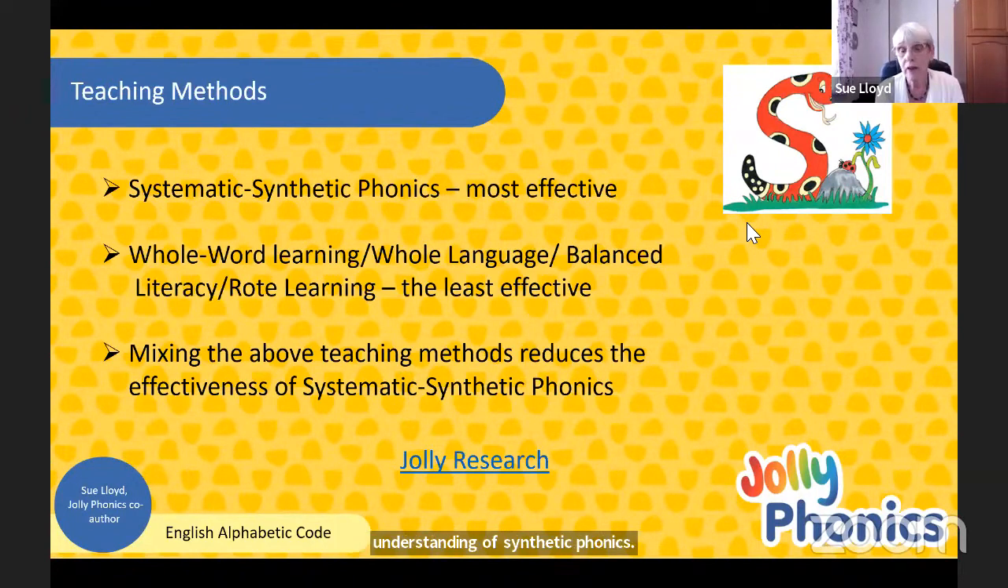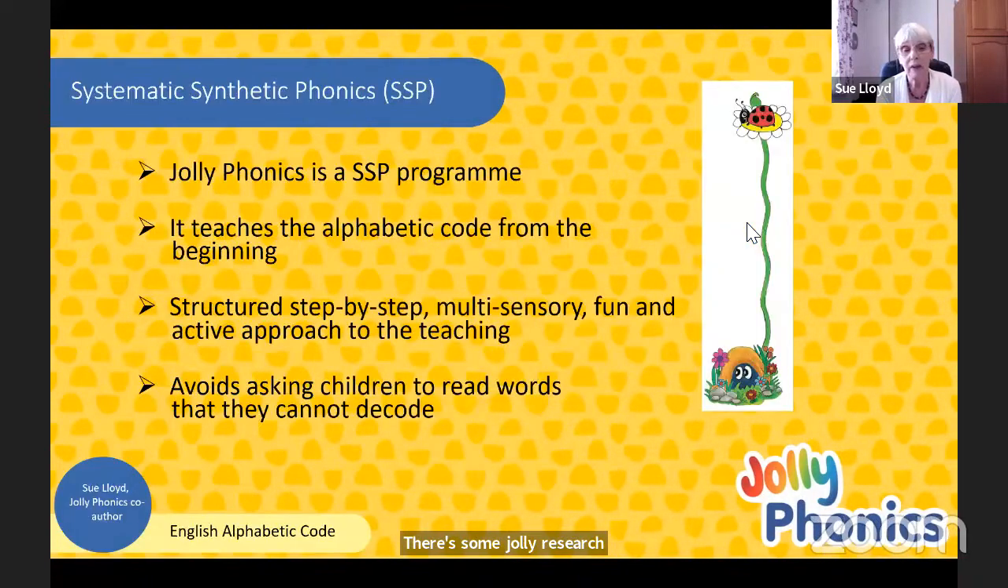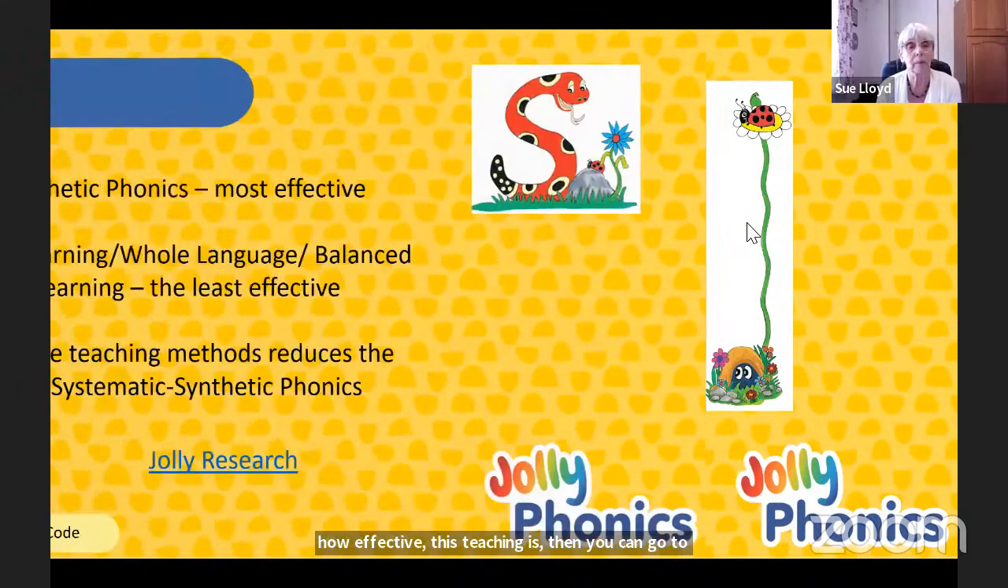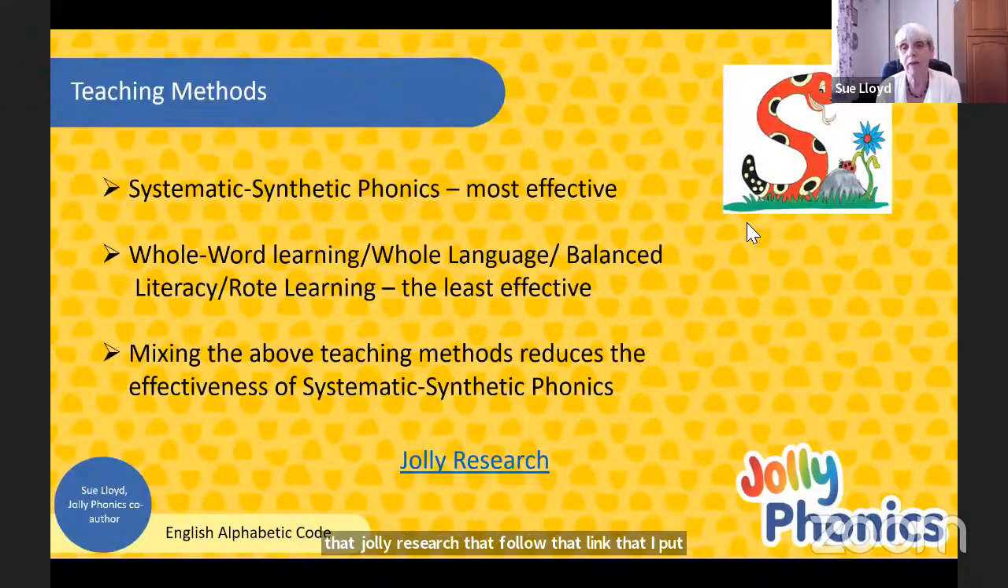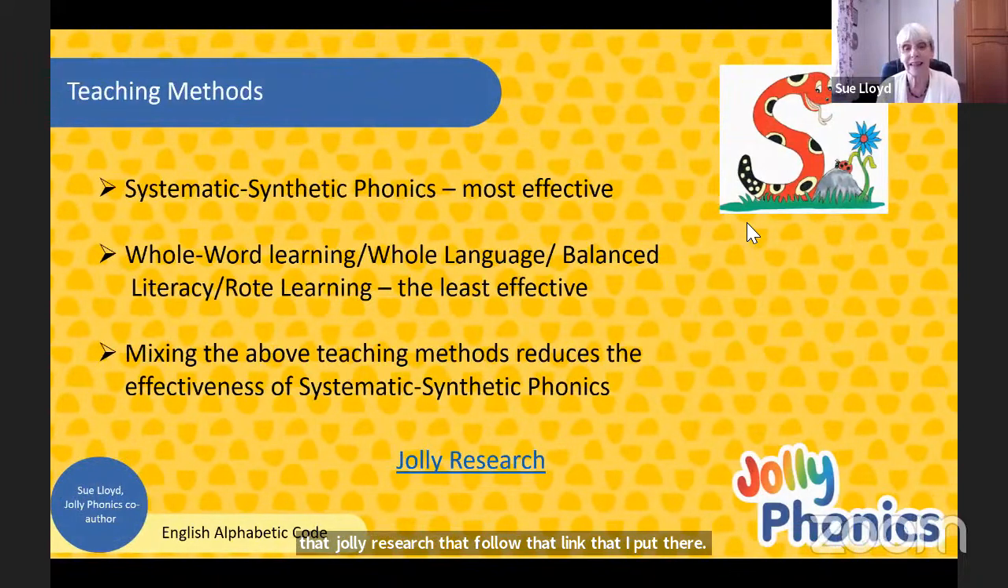There's some Jolly research there. If you want to see how effective this teaching is, then you can go to that Jolly research, but follow that link that I've put there.